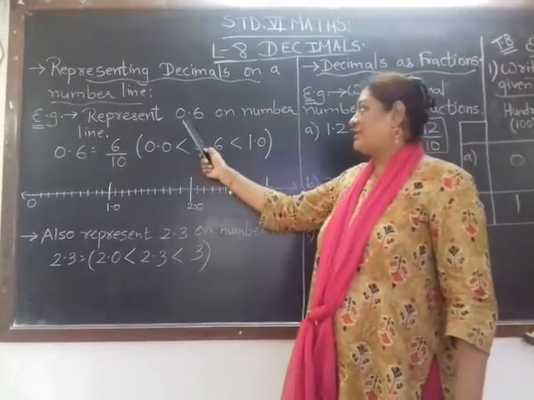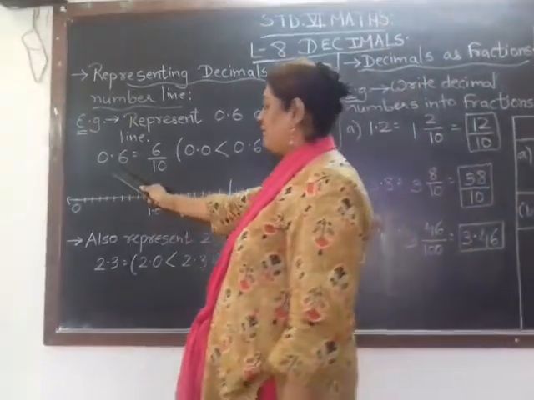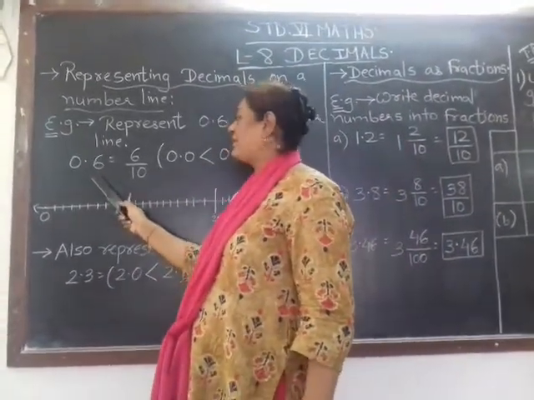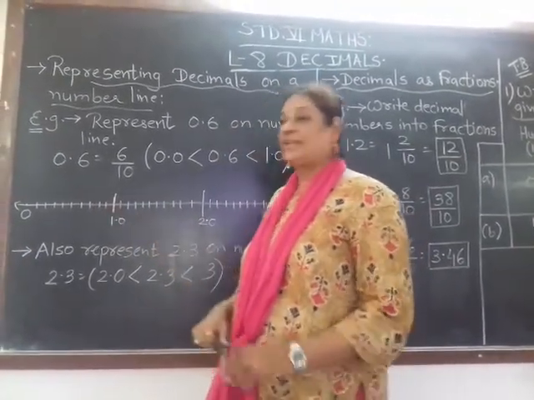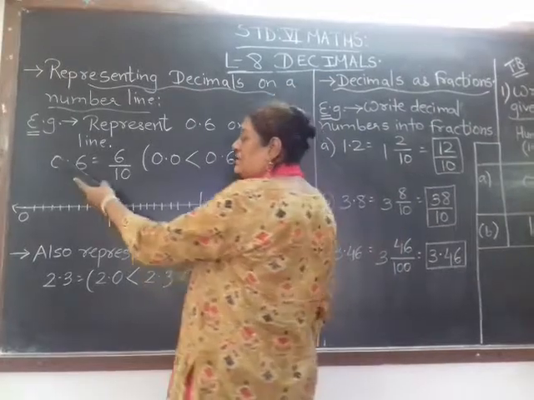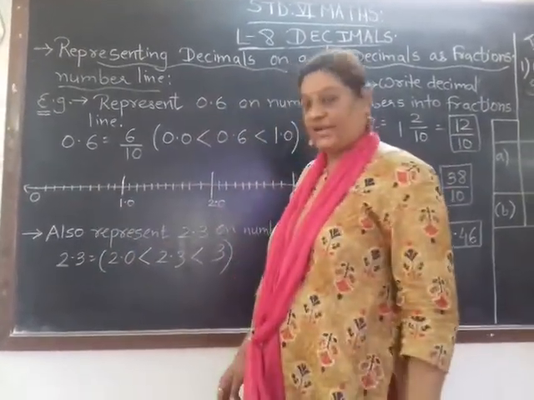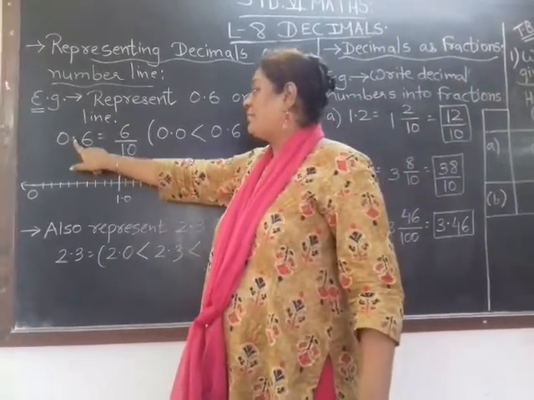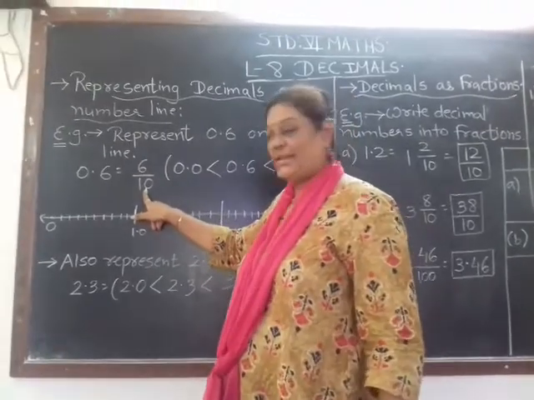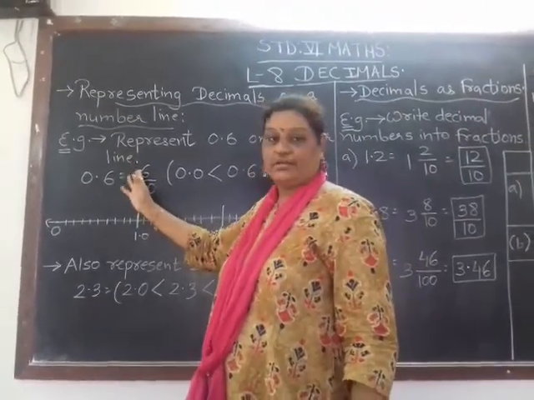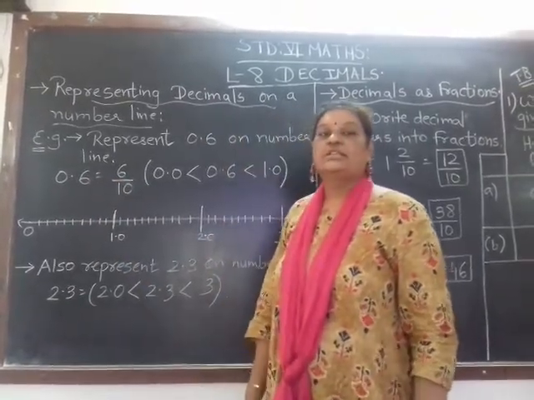For example, represent 0.6 on a number line. So this is a decimal fraction 0.6, but if I convert it into a simple fraction, that will be 6 upon 10. How 6 upon 10? See, after the point I am having one digit, that is 6, right? So after the point, if I am having one digit, it means the 6 will be divided by 10. I cannot write 06 here. The 0 I had added to make the numerator and denominator digits the same.